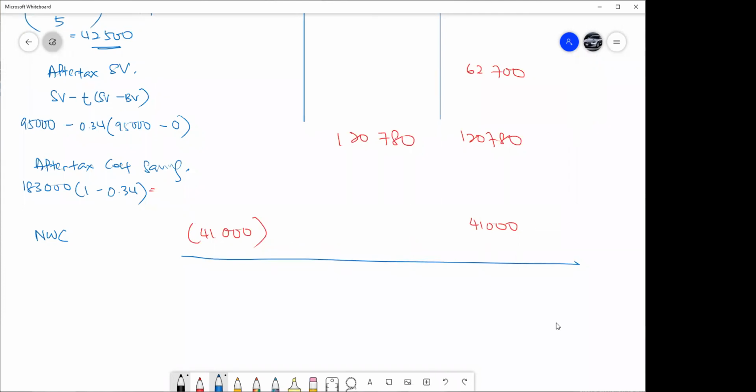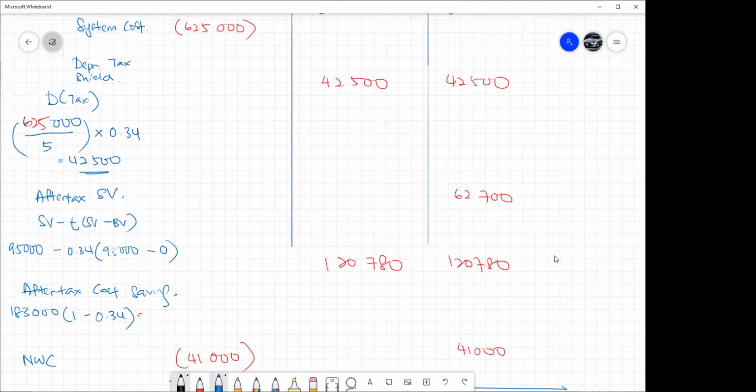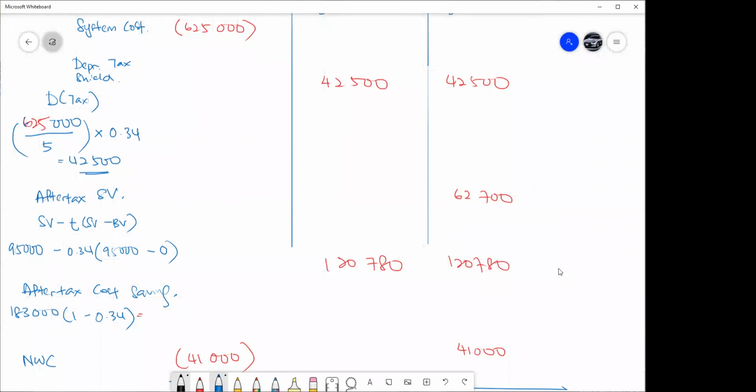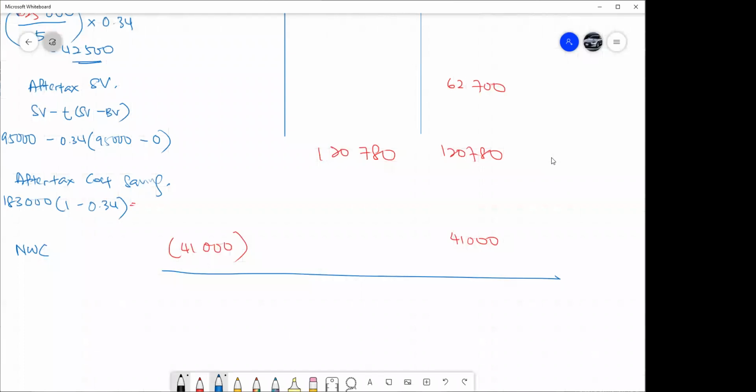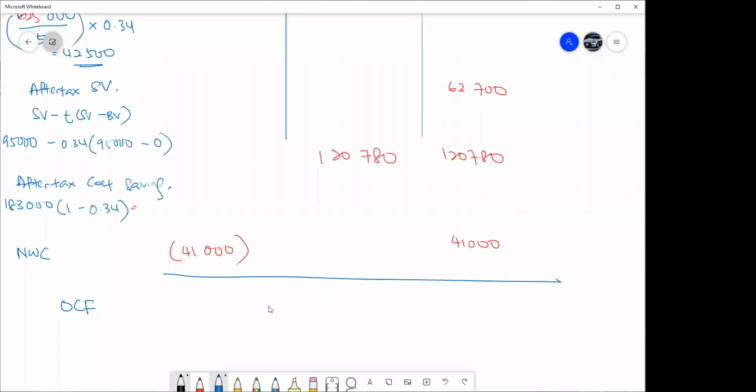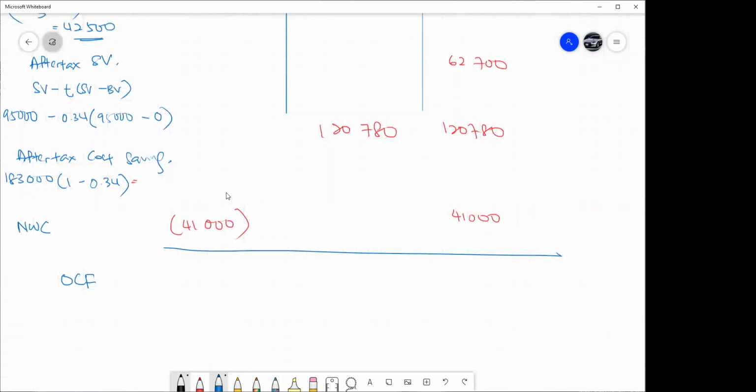Up until here, this is the figure. This is all the figures that you get up until here. Okay? So after this line, you can already get your OCF, your operating cash flow. Total up together: negative 625 minus plus 41,000 means positive.